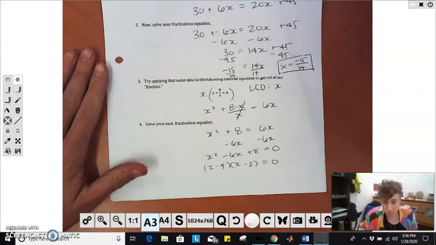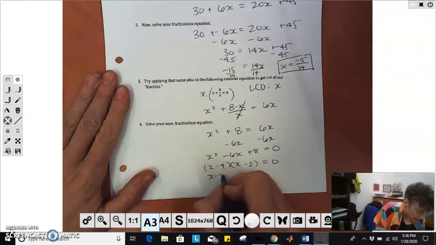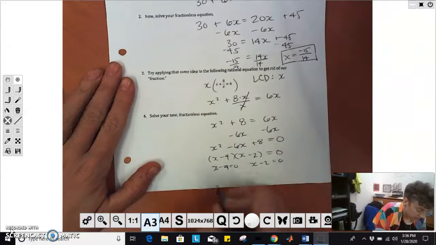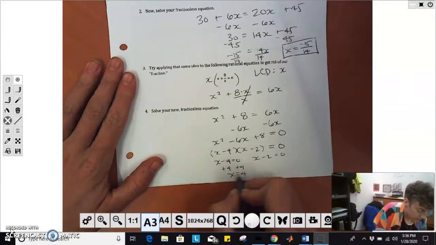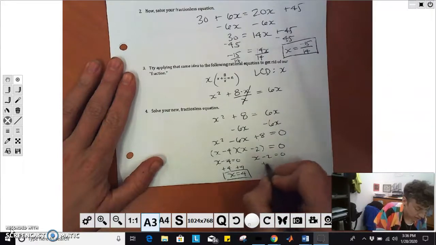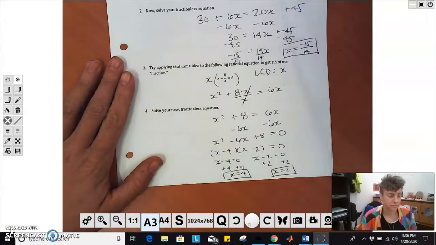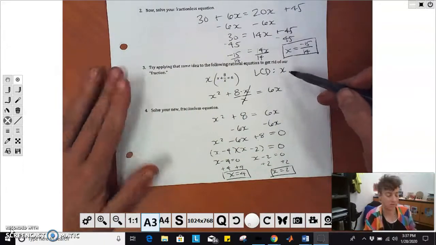Trying to solve this, so we'll set each of those factors equal to 0. x minus 4 equals 0, and x minus 2 equals 0. Add 4 to both sides, so x equals 4 is a solution. And x equals 2 is a solution. Great. What do we do to start this off? We multiplied by the lowest common denominator.